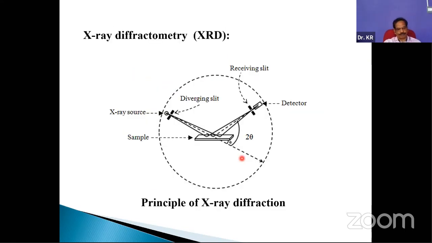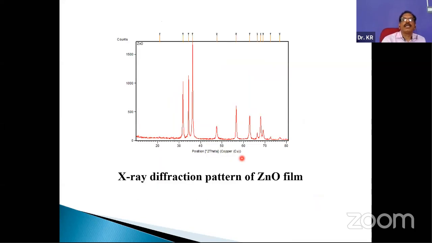Then characterization. After depositing any thin film, we have to study the characteristics. First, the structural characteristics are generally studied using X-ray diffraction technique. X-ray diffraction technique is an important technique for the elemental identification. Therefore, the X-ray diffraction pattern is called the fingerprint of any material. By studying or observing the X-ray diffraction pattern, we can identify the element deposited as a film.